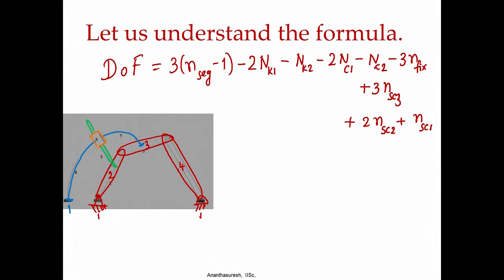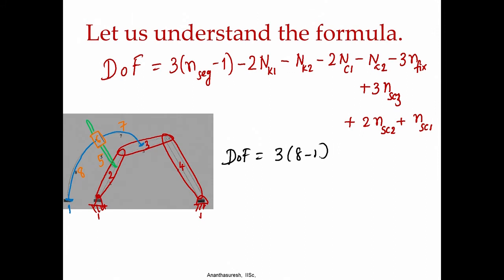Okay. There is a slider. So, if I call this 1, 2, 3, 4, 5, this is 6 and this is 7, this is 8. Okay. So, if we look at how many degrees of freedom this has, how many segments are there? We counted 8. So, the DOF for it is 3 times 8 minus 1.